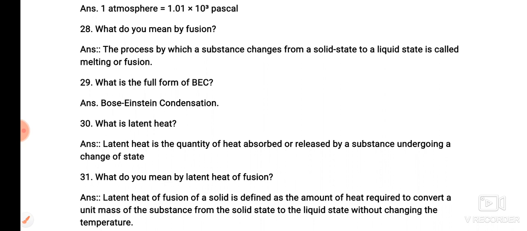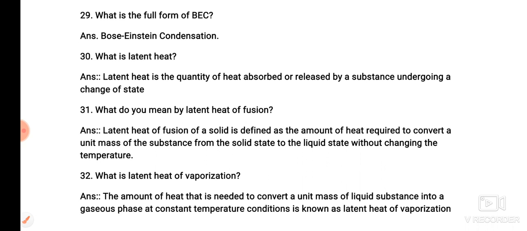Then what is latent heat? Latent heat means the amount of heat absorbed or released by a substance when undergoing a state change. Suppose a substance changes from solid to liquid or liquid to gas, the amount of energy released or absorbed is known as what? Latent heat. From this, 2 questions arise.